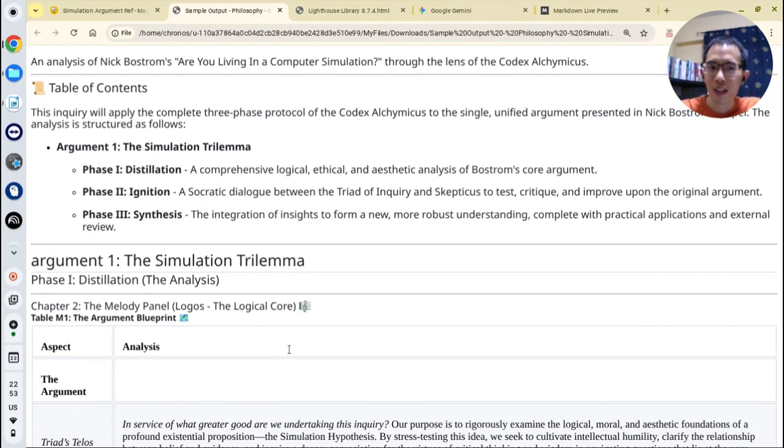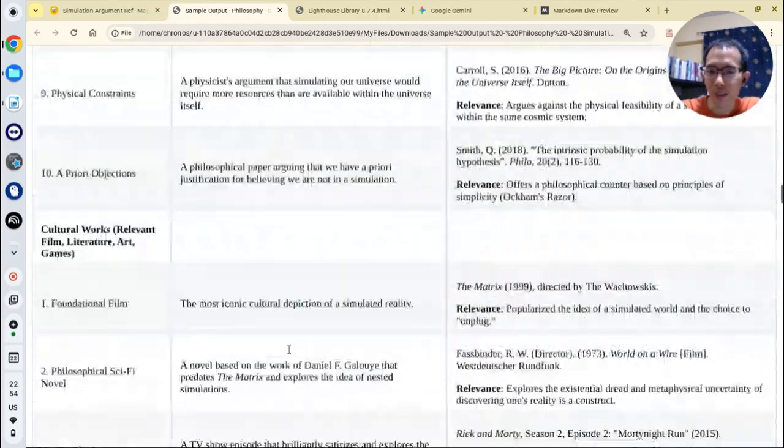iterate this process. You can submit the reforged argument back into the Lighthouse library analysis again. And in this process of intellectual alchemy, you can transmute lead into gold. And you can get a better appreciation for ideas. So I hope you find this useful. And I would like to hear suggestions on how I can make this thing better. So I thought of a few suggestions.